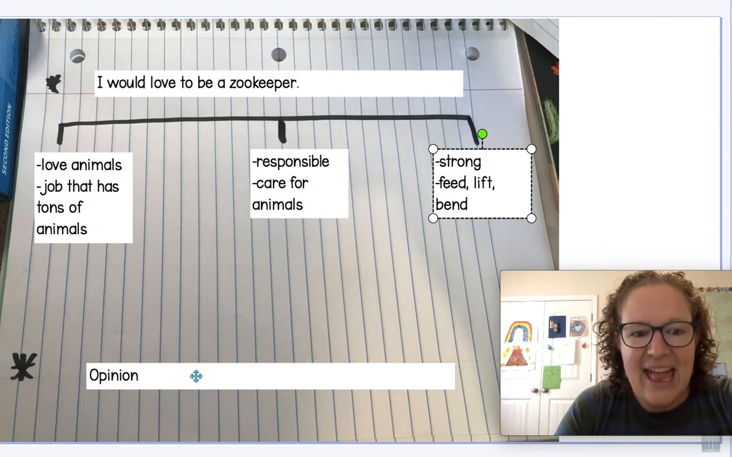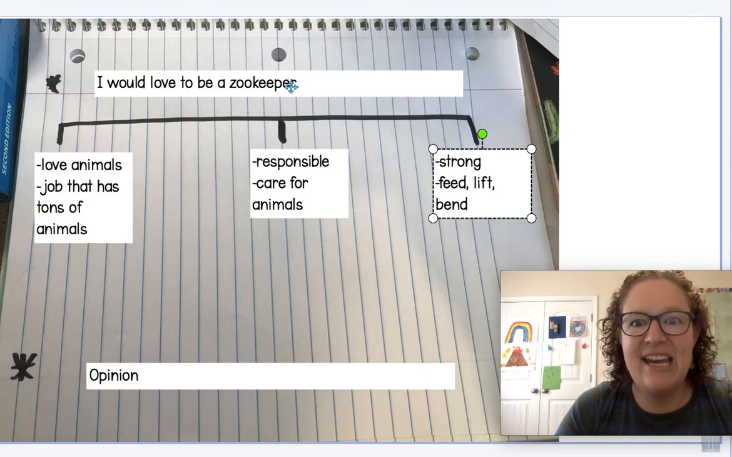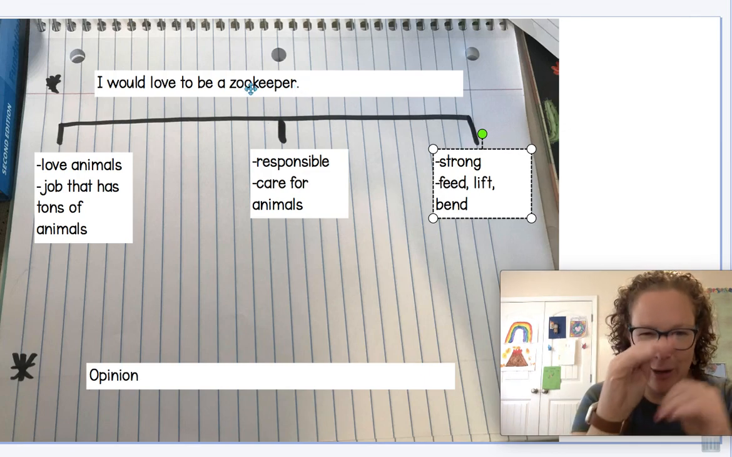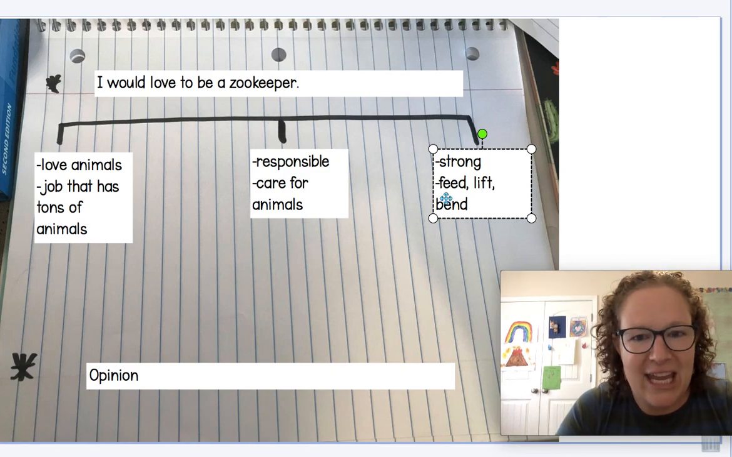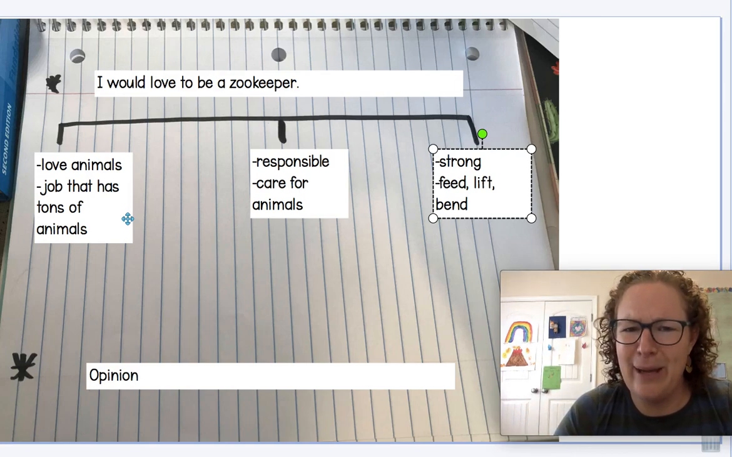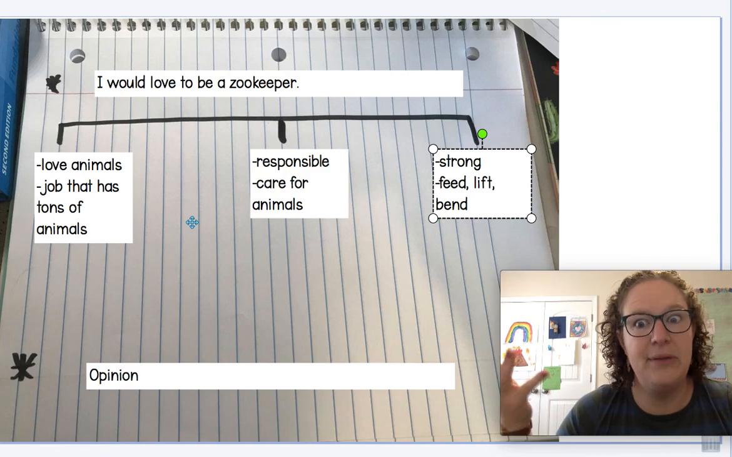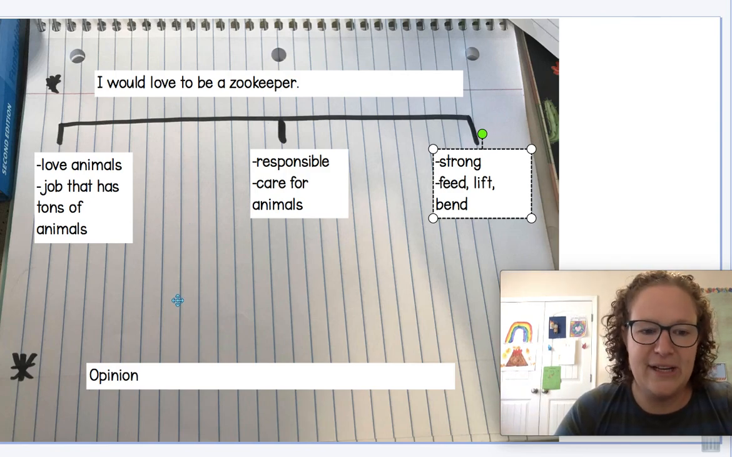All right. Then I have my opinion, my O, and then my reasons and examples, RE, that middle part of my Oreo, are right here. And these are just my thoughts. I'm going to write my complete sentences when I write my paper. I just need to get those juices flowing. A thinking map helps you think. So that's what it's helping me do.